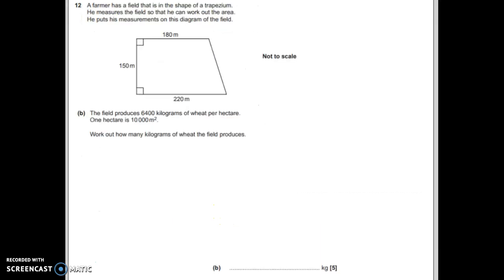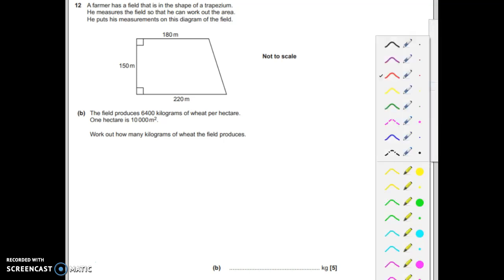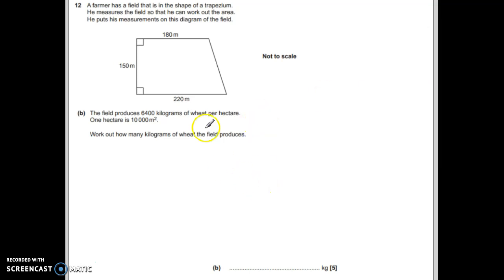Now part B is a big 5-mark question, and this is where it gets a little trickier. So I've got the diagram up the top again just to help us. Part B says the field produces 6,400 kilograms of wheat per hectare, and it tells us that 1 hectare is 10,000 meters squared. And we need to work out how many kilograms of wheat the field produces. So the first thing that we need to do is find the area of this trapezium.